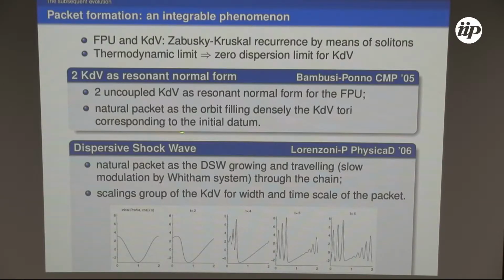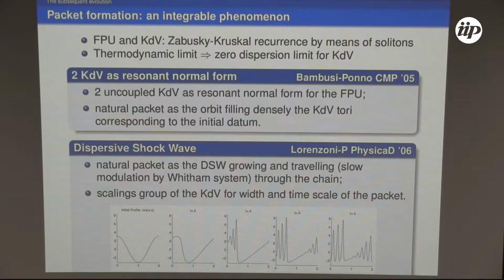Or another way, this is a point of view of, let me say, Fourier variables, nonlinear Fourier variables. In real variables, you can talk about dispersive shock waves. You know that this is a simulation of a KdV equation. You have the formation of this object, this dispersive shock train, or dispersive shock wave. And in this case, the natural packet can be seen as the appearance, growing and traveling of the dispersive shock waves through the chain. Remember that in this description, this object is slowly modulated, and the modulation is governed by this Whitham system. And so with the scaling group of the KdV, you get the width and time scale of the packet.